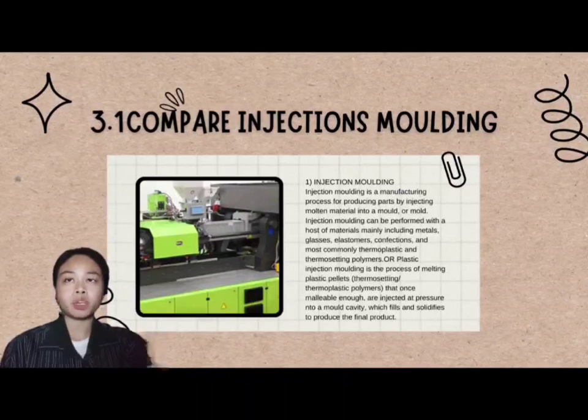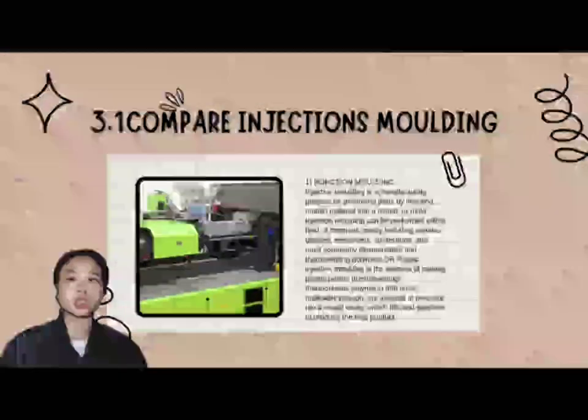Injection molding. Injection molding is a manufacturing process for producing parts by injecting molten material into a mold. Injection molding can be performed with a host of materials, mainly including metals, glasses, elastomers, confections, and most commonly thermoplastic and thermosetting polymers. Plastic injection molding is the process of melting plastic pellets that, once malleable enough, are injected at pressure into a mold cavity, which fills and solidifies to produce the final product.